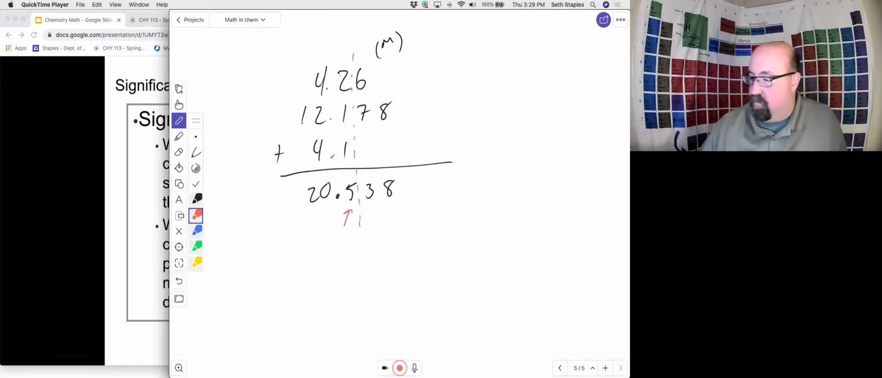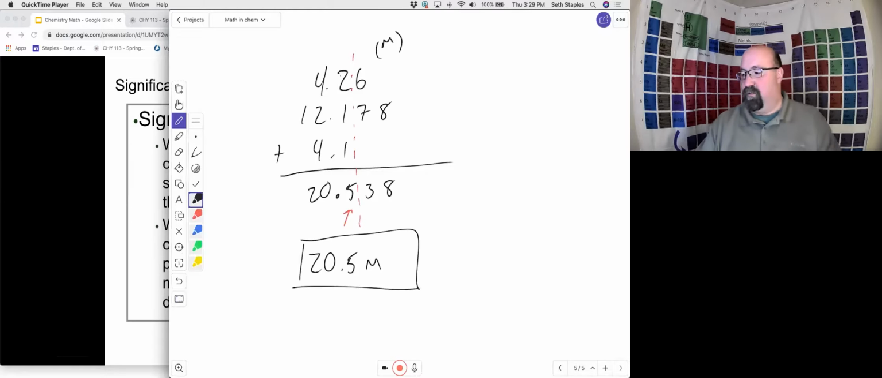Again, standard rounding rules. It's a 3 after this, so I'm going to go ahead and just keep it rounded down. And so I'd round my answer then to 20.5 total meters. Maybe this is the perimeter of a triangle, something like that. And so that's how we would do adding and subtracting.